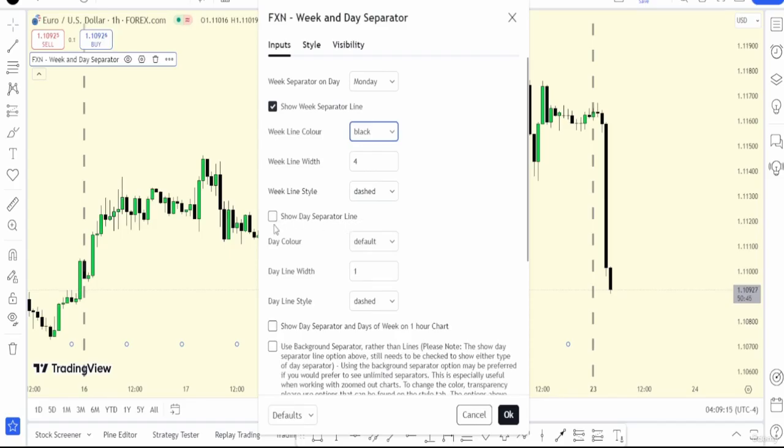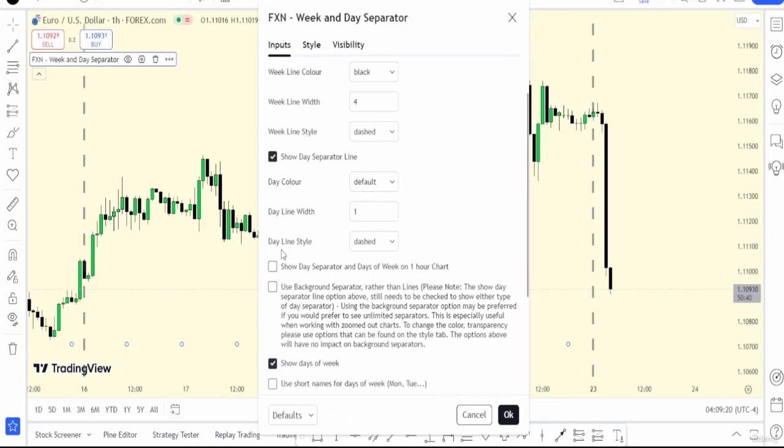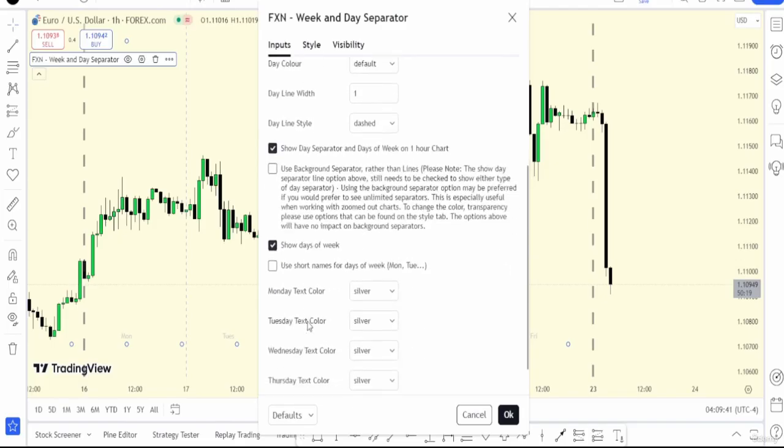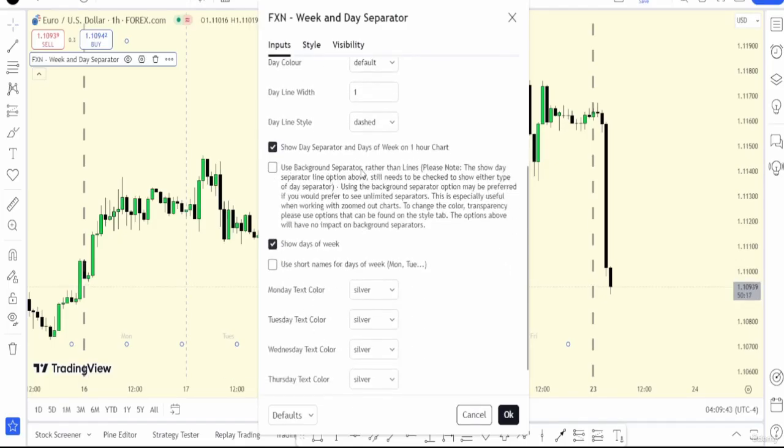The third one is the show day separator. You want to click on it. The fourth one, you want to click on show day separator and days of the week on 1 hour chart, so that when you go back to your 1 hour chart or any time frame lower than the 1 hour, you'll be able to see the time separator. The other one, use background separator, you just leave it open.